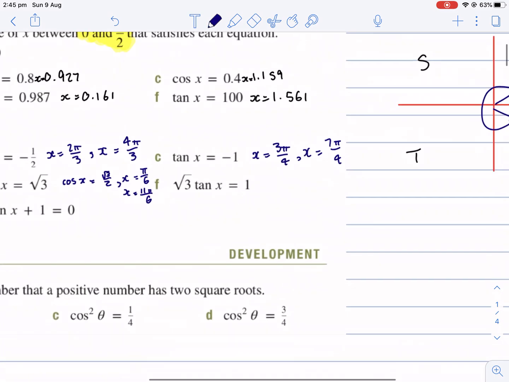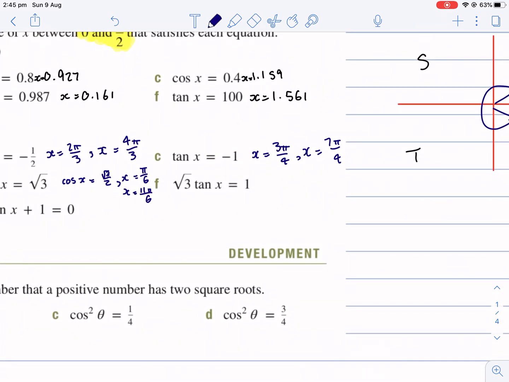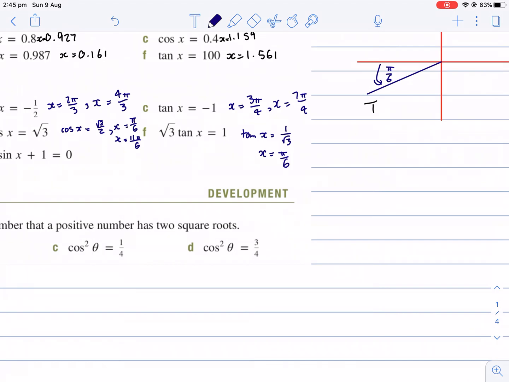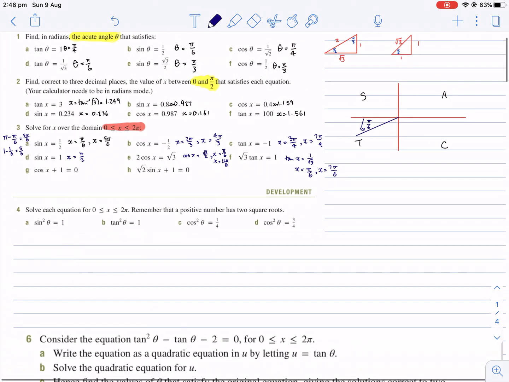12 pi on 6. Okay, root 3 tan x equals 1. So tan x equals 1 on root 3. So x is then, for tan to come out as 1 on root 3, let me get rid of these. It would have been pi on 6. The other value that gives us a positive is down here, so it's pi on 6 down here. Pi plus pi on 6 gives me 7 pi on 6, because 1 plus 1 on 6 is 7 on 6.